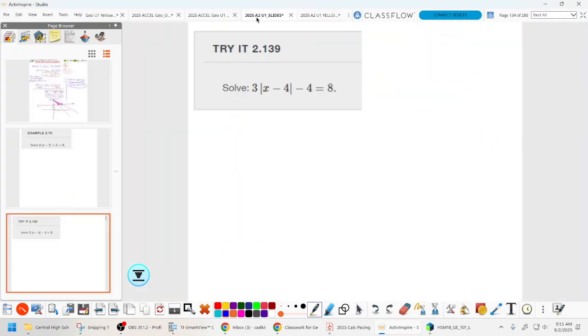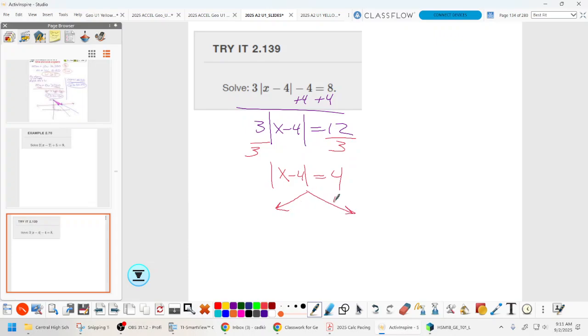So on this, what should we do first? Add 4. Keep those absolute value lines fairly big so that we can see what it is. Now what? Yeah, that says times 3 right there, so we'll just divide it off. Okay, absolute value is by itself, so now we take the opposite and the regular case.